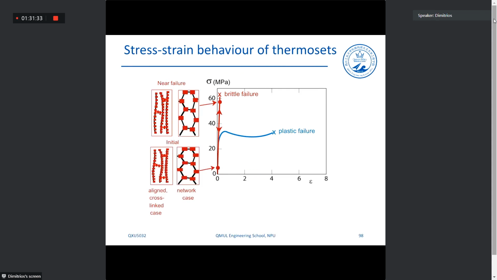Now for thermosets, the situation is slightly more clear. Thermosets have a high stiffness, they generally show high strength, and they show low elongation.